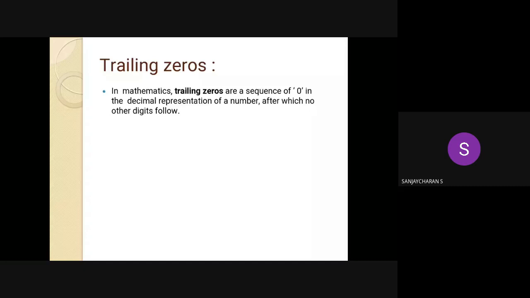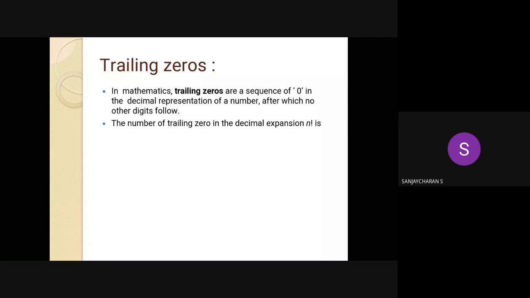That is, at the end of the value, how many zeros are there. At the unit place, 10s place, 100s place, 1000s place, 10,000s place, and lakh place, how many zeros are there? That is called trailing zeros.